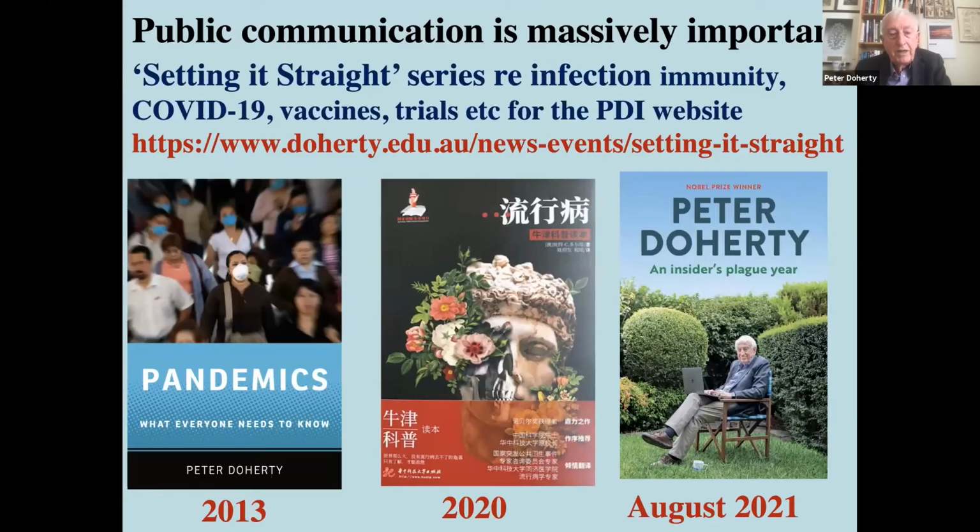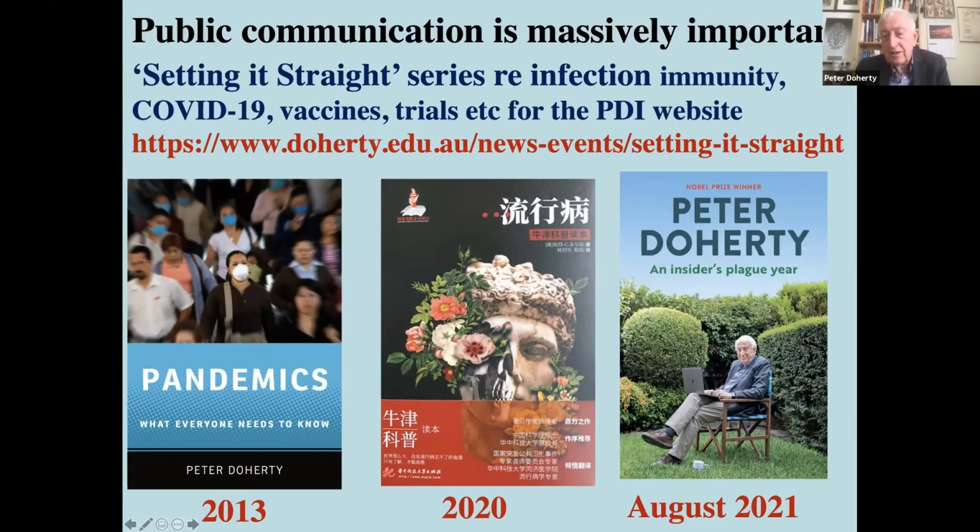I've been involved in public communication on this. I'd already written a book on pandemics way back in 2013, kind of Pandemics for Dummies. Pandemics: What Everyone Needs to Know. It never sold all that well. You know, who wants to read about pandemics when you can read about the Catholic Church, what everyone needs to know, or modern China, whatever you need to know. But it has been translated into Chinese.